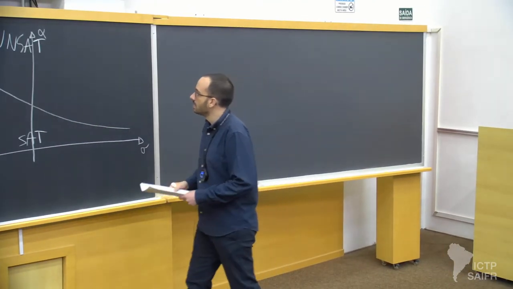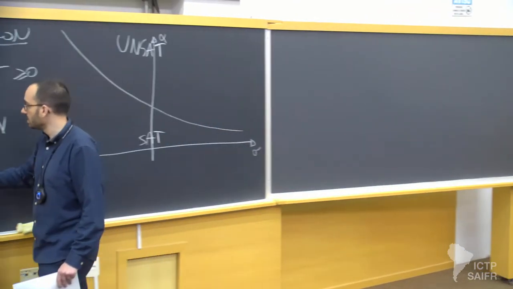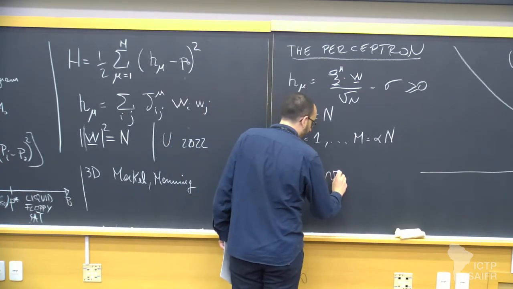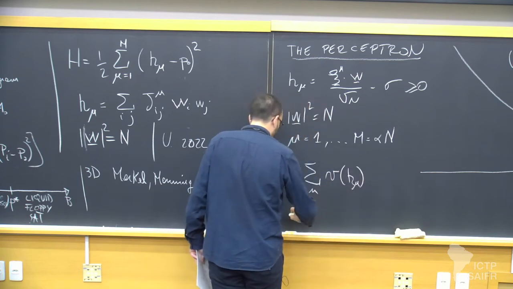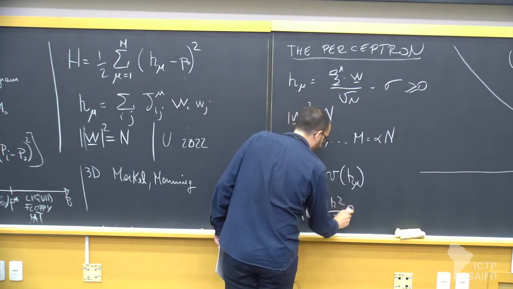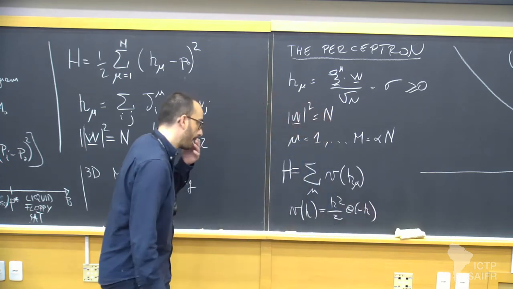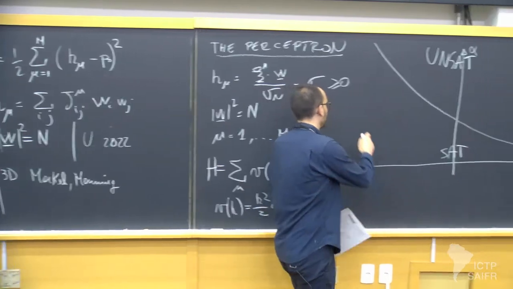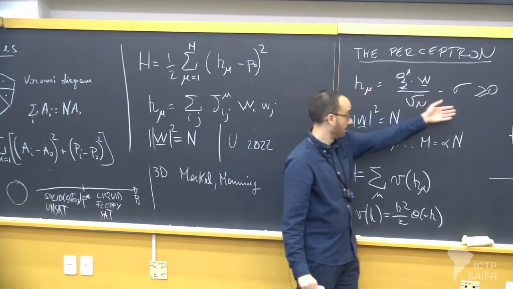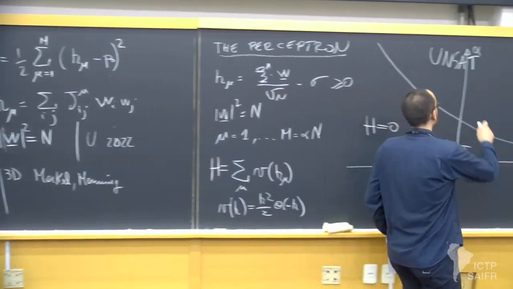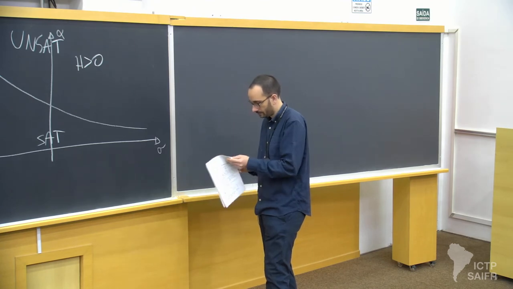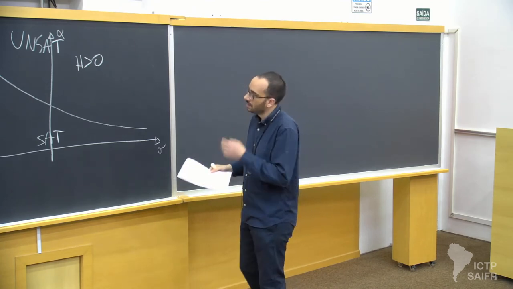OK. So in this region here, I can define a Hamiltonian H, that is the sum over all the constraints of some cost function. And just for simplicity, let me consider V, that is the harmonic one. So in this region here, H is equal to 0, because I can find an assignment in which all of these variables are positive. And here, H is positive.